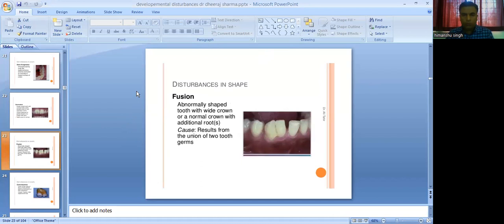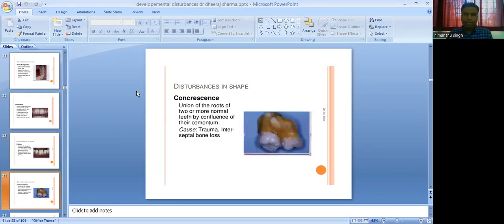Then the next is fusion. It is a term used when an abnormally shaped tooth is seen with a wide crown, or a normal crown with additional roots. The main cause is that it results from the union of two tooth germs. Then we have concrescence. It is the union of roots of two or more normal teeth by their cementum. Causes include trauma or interdental bone loss.